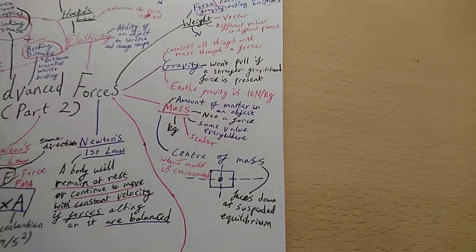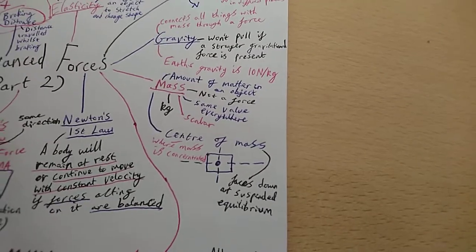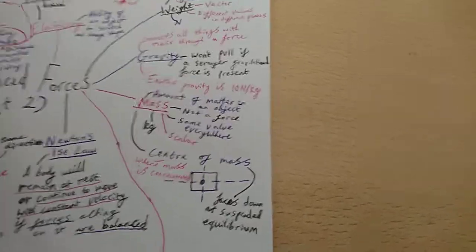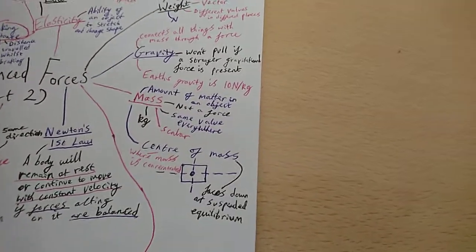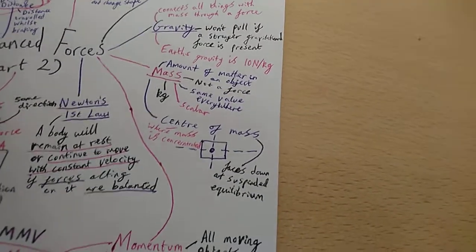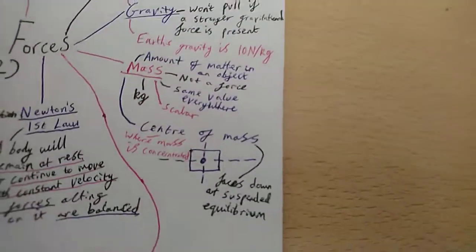Mass is not a force. It has the same value everywhere. It's scalar, which means it has no direction. It is measured in kilograms. It's the amount of matter in the object. It doesn't change anywhere because it's not affected by other forces, because it isn't a force.